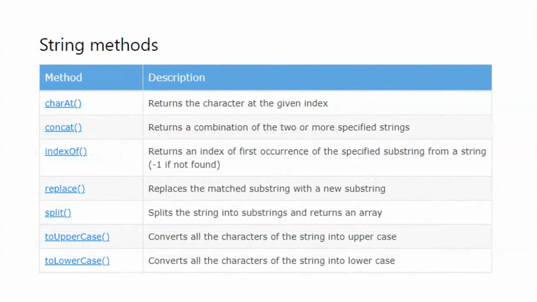The different string methods in TypeScript are: the method charAt returns the character at the given index. concat returns the combination of two or more specified strings. indexOf returns an index of the first occurrence of the specified substring from a string, and -1 if not found. The method replace replaces the matched substring with a new substring. And the method split splits the string into substrings and returns an array. toUpperCase converts all the characters of the string into uppercase. toLowerCase converts all the characters of the string into lowercase.